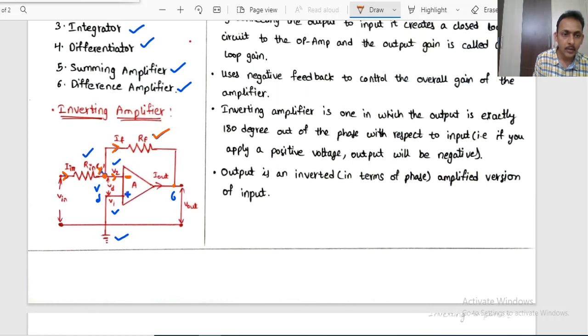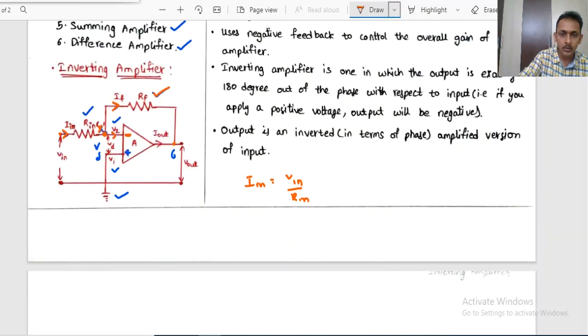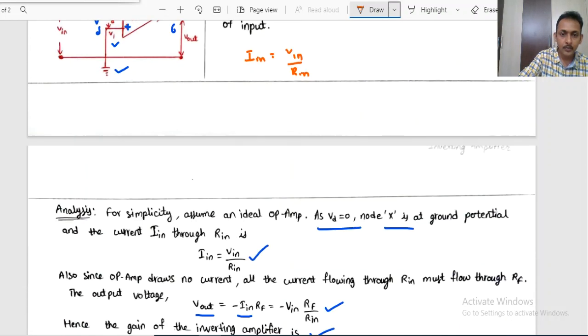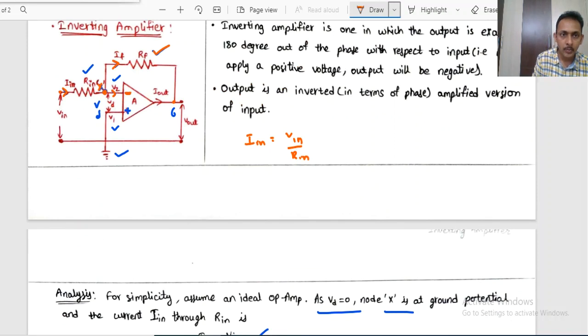Based on that, this is at voltage V in and this is at zero potential. Now the input current is simply given by I input, which is V input divided by R input. Of course, the output voltage will be the current flowing in this direction, minus IF into RF. Output voltage by input voltage will give us the gain, right?